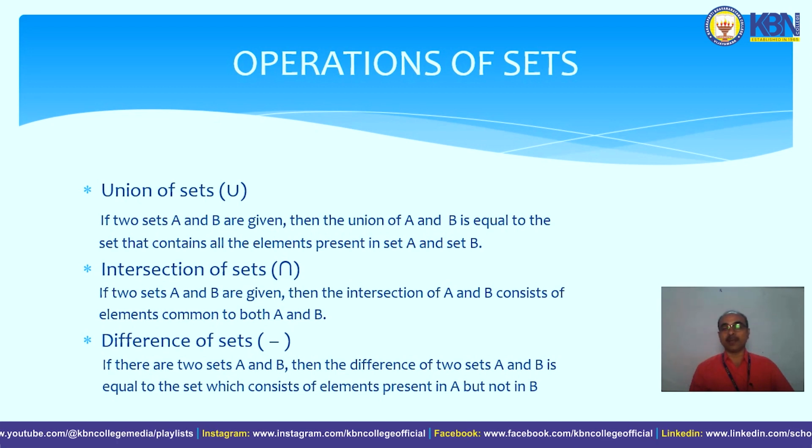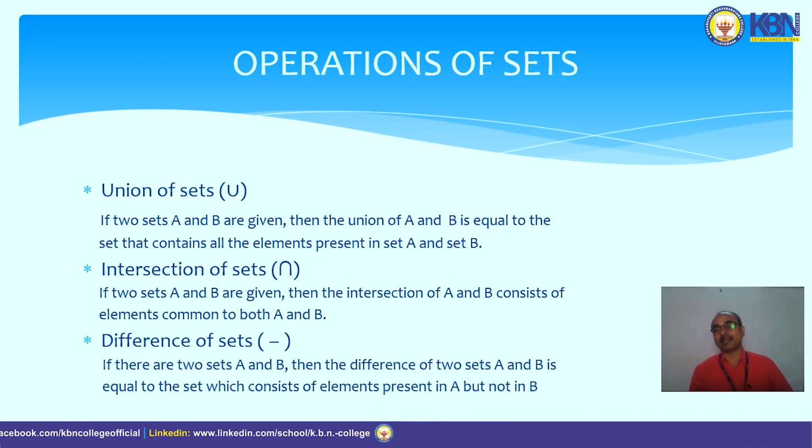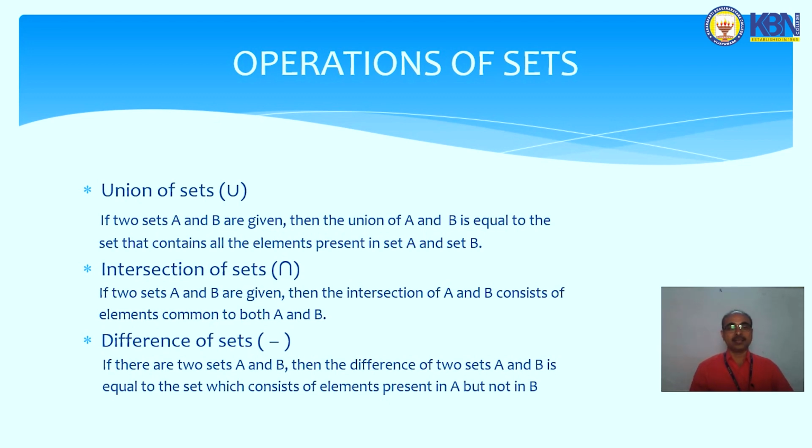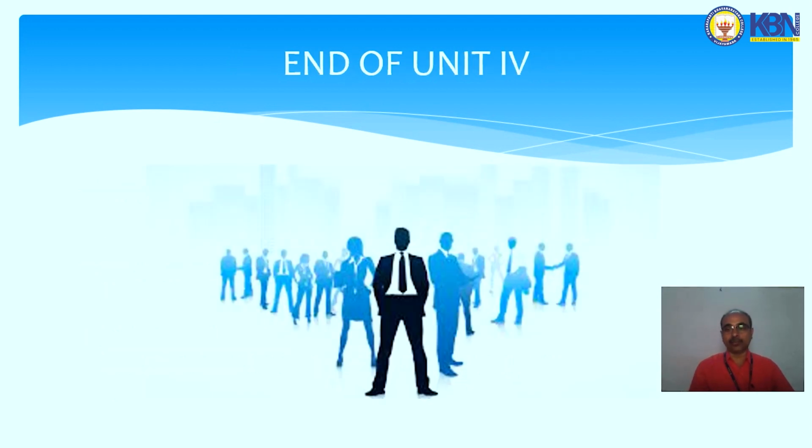Difference means, given two sets A and B, the difference of the two sets A and B is equal to the set which consists of elements in A but not in B. Here you have to observe that A minus B is not equal to B minus A. Only those elements present in A but not in B are represented as A minus B. Therefore, there are three operations of sets: the first is union of sets, the second is intersection of sets, and the third is difference of sets. This is the end of Unit 4.